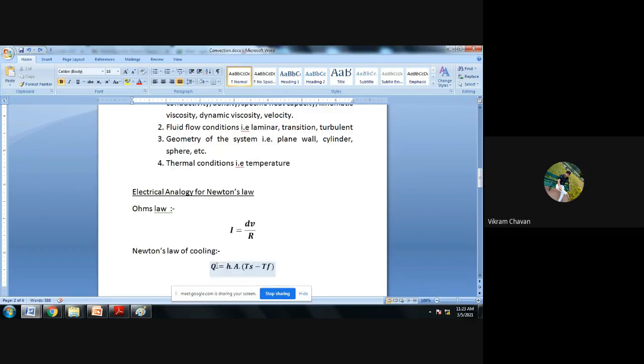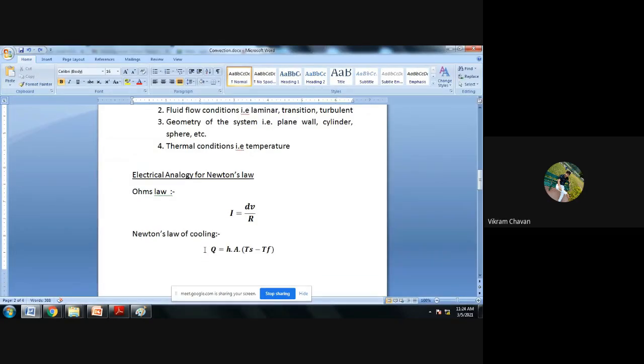Now our Newton's law of cooling states that the rate of convective heat transfer per unit area is directly proportional to the difference between the surface temperature and the fluid temperature. So that is the statement of Newton's law of cooling. On that basis, after normalizing, we get this equation: Q is equal to h multiplied by A multiplied by Ts minus Tf. We have discussed this equation, Q equals hA(Ts minus Tf).